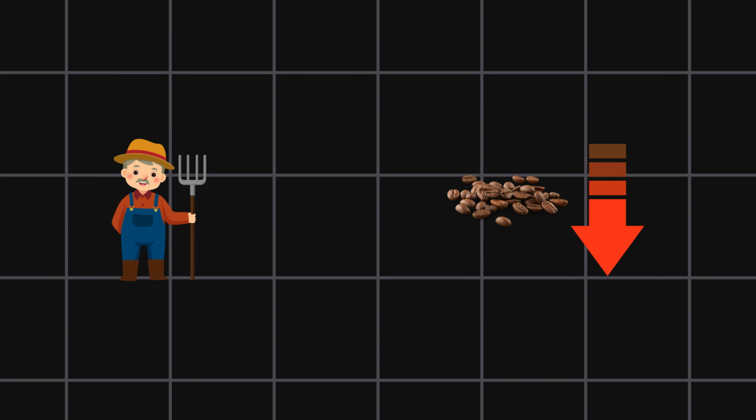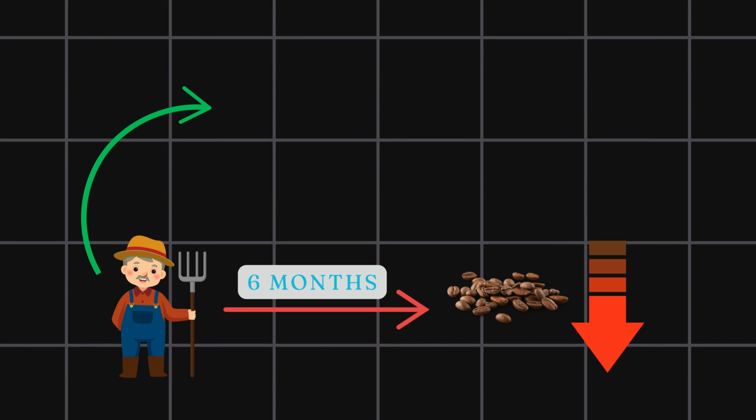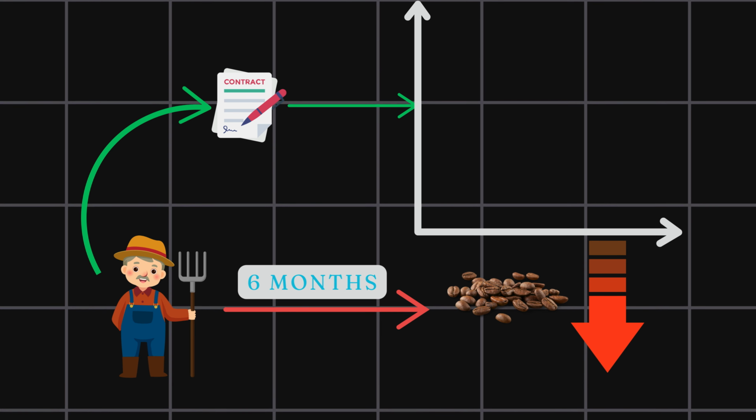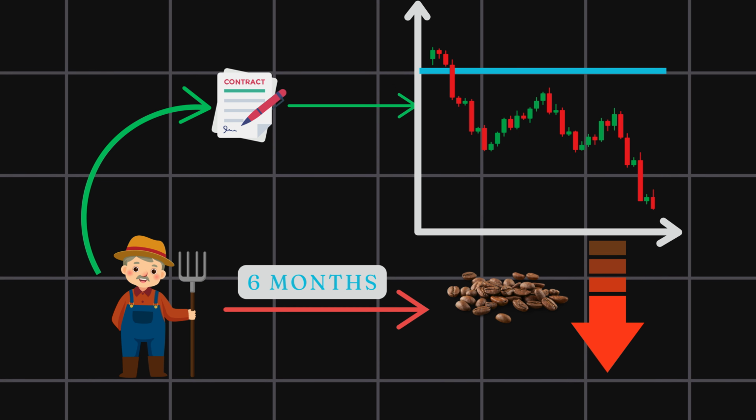Let's say a coffee farmer expects the price of coffee to drop in the next 6 months. By entering into a futures contract, they can lock in the current price and avoid potential losses.